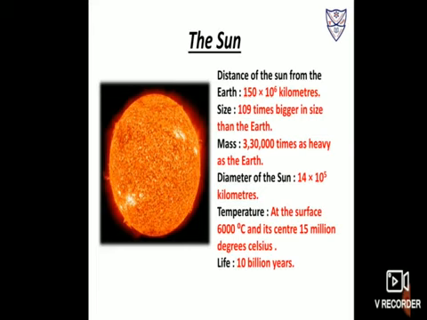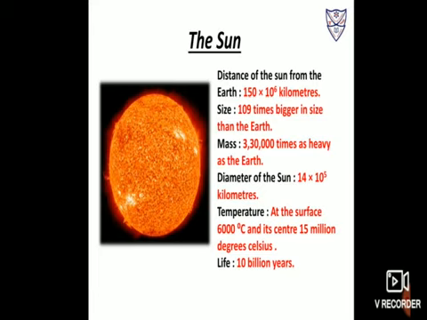Next is the diameter of the sun, which is 14 multiplied by 10 to the power 5 kilometers. Temperature: the temperature at the surface of the sun is about 6000 degrees Celsius, while the temperature at its center is about 15 million degrees Celsius.